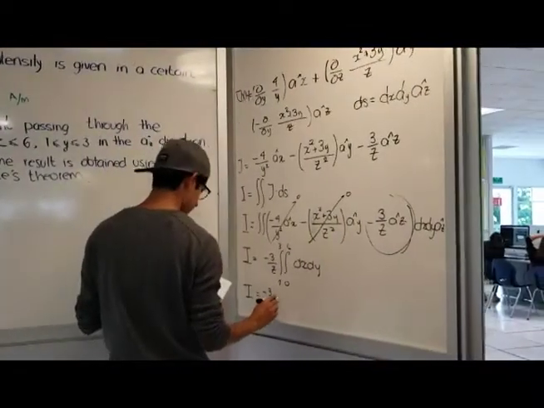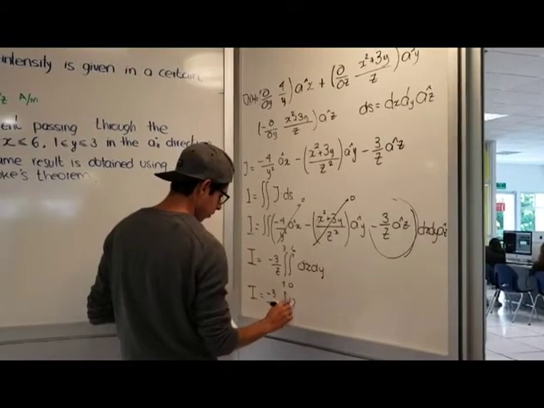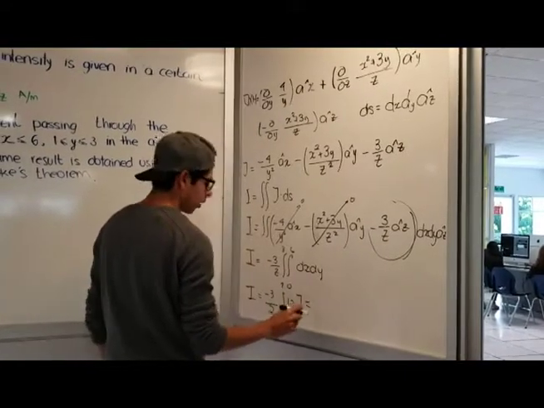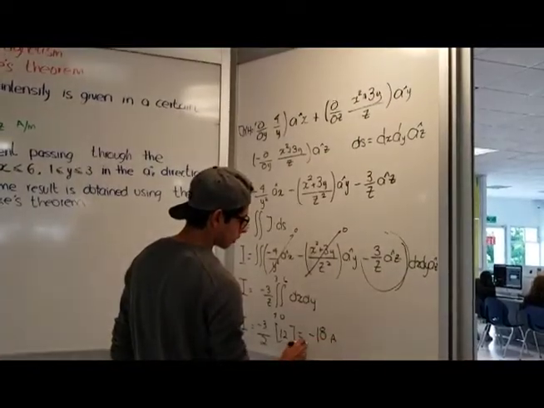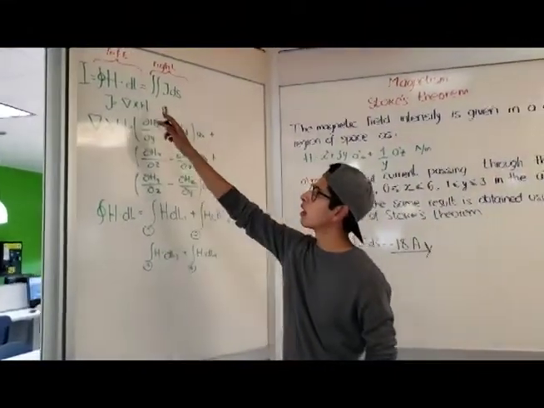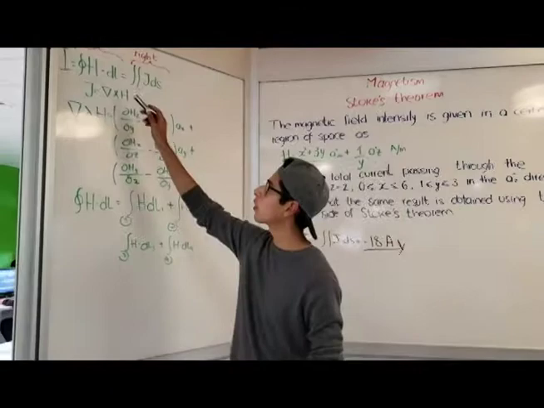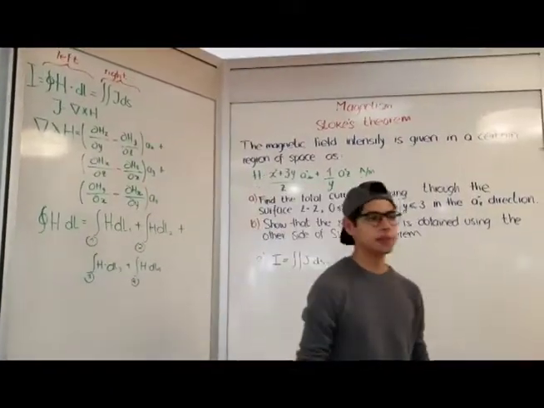So the integral of this is 12. And our final answer is minus 18 amperes. We already did the right side of the equation, and we are going to verify our result and demonstrate that it is the same.